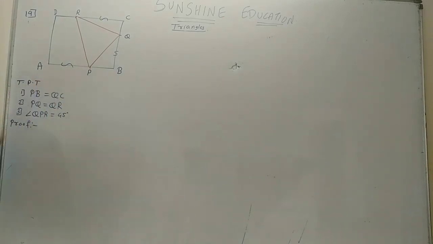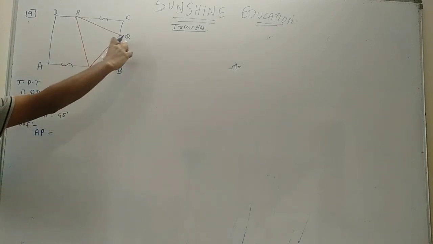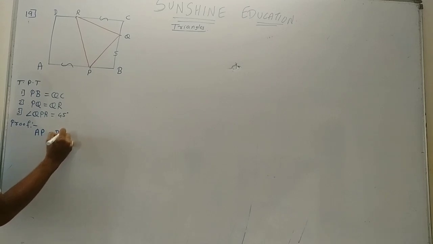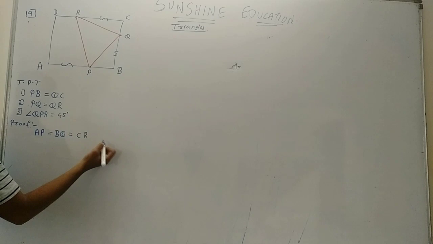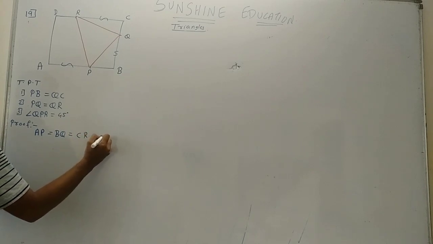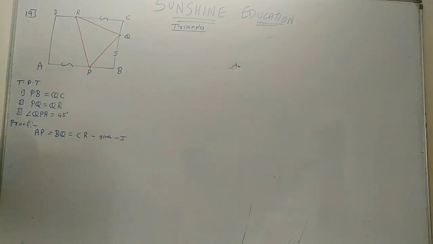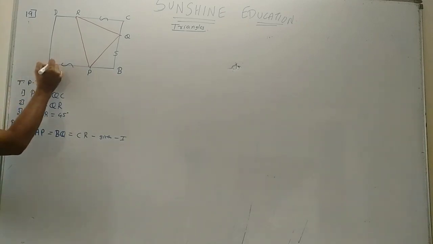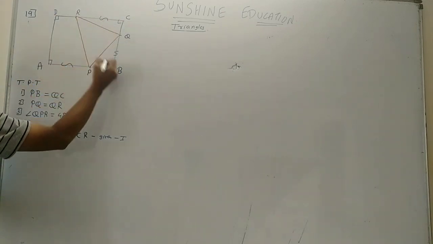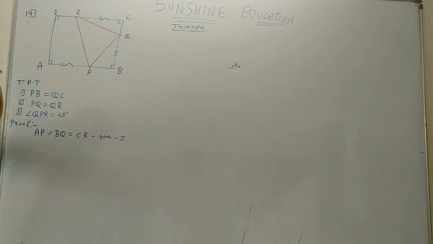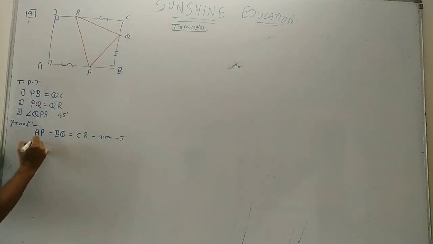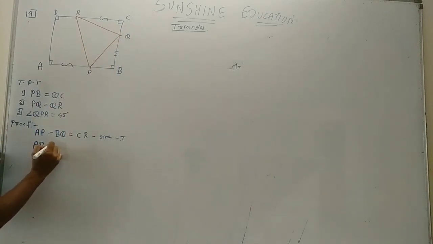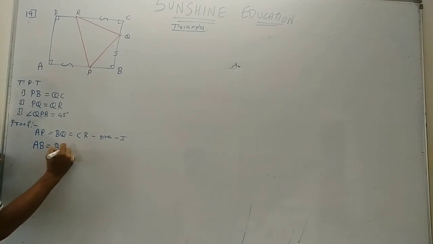What is given in the question? That AP is equal to BQ is equal to CR. I take this as given and call it 1. And we know that ABCD is a square, as given in the question. As it is a square, the sides of the square are equal, so I can say that AB is equal to BC.